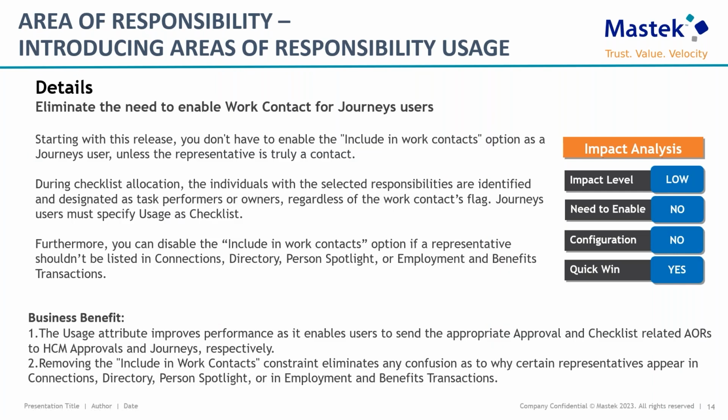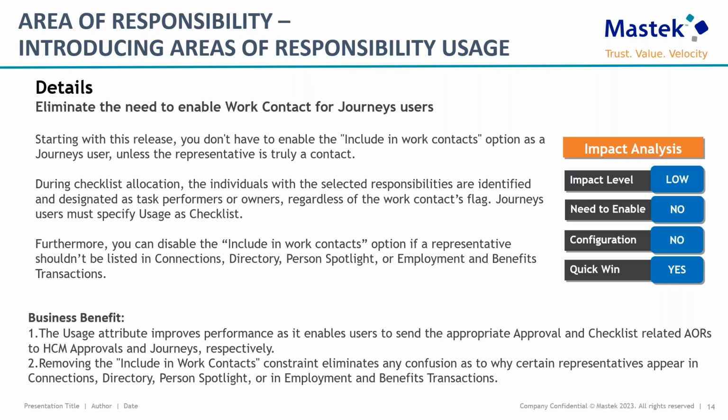And coming to the second feature, eliminating the need to enable work contact for journey users. Starting with this release, you don't have to enable the include in worker contacts option for a journey user unless the representative is truly a contact. During checklist allocation, the individuals with the selected responsibilities are identified and designated as task performers or owners, regardless of the work contacts flag. Journey users must specify usage as checklist. Furthermore, you can disable the include in work contacts option if a representative shouldn't be listed in connections, directory, person spotlight, or employment and benefits transaction.